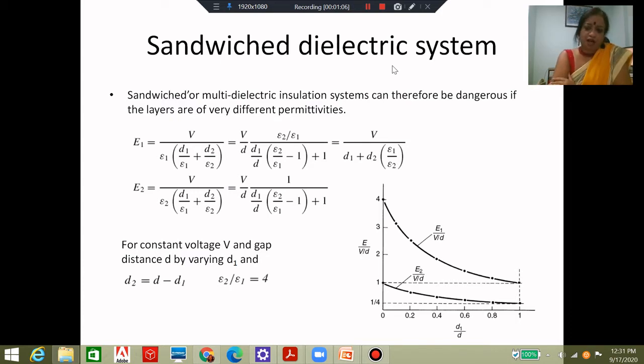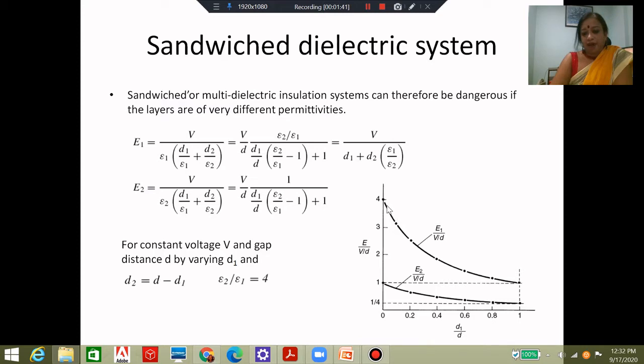We have learned how to calculate analytically, for simple cases, a two-layer multi-dielectric system. This is the expression for E1, which is V, the total voltage across the entire combination of layers, divided by the effective distance. The effective distance is different from the original distance, and less than the original distance D1 plus D2, into epsilon 1 by epsilon 2, if epsilon 1 is less than epsilon 2, and so forth.